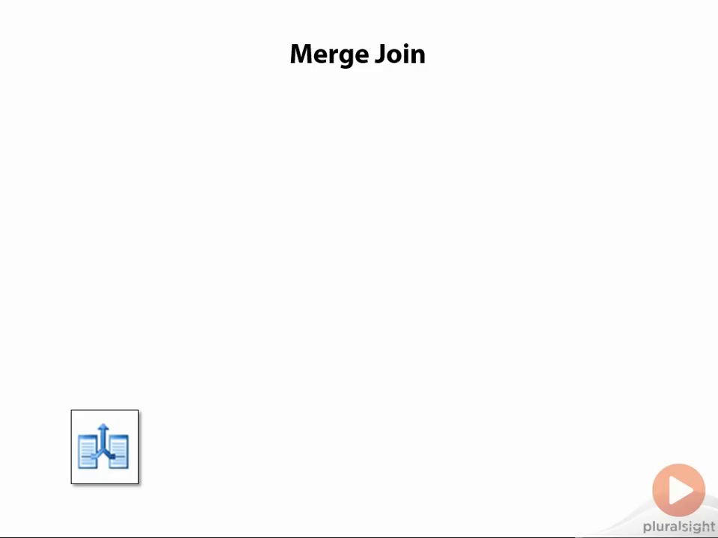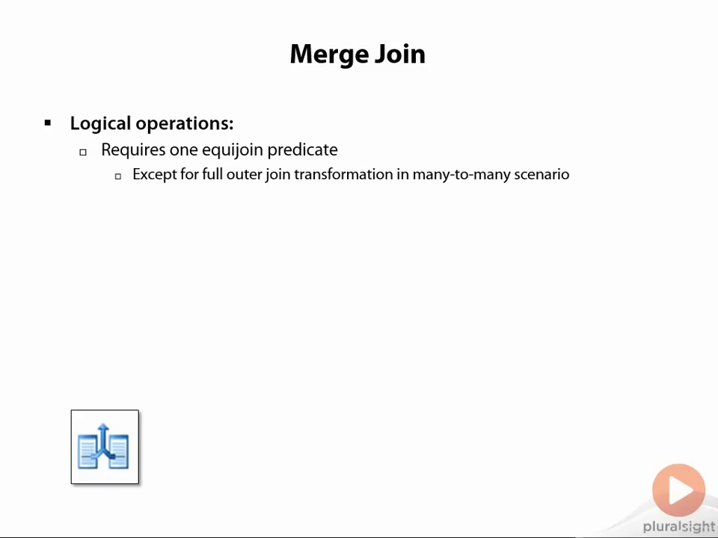The merge join physical operator supports logical operations that have at least one equijoin predicate in the query. So when you're joining two tables, having it join based on one equijoin predicate. And there is an exception to this for full outer join transformations in many-to-many scenarios. But typically what you'll need is one equijoin predicate to support the merge join operation.